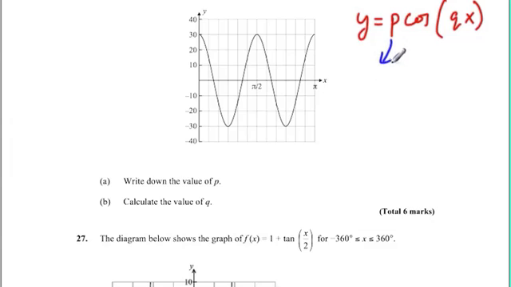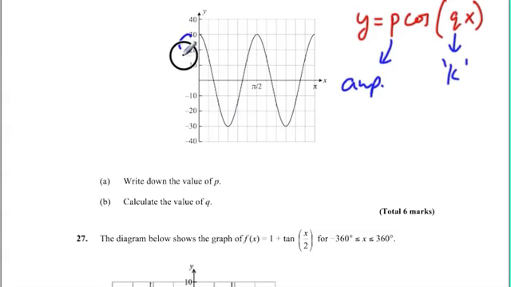So this is equal to the amplitude, and this is equal to the compression factor k. Okay, so write down the value of p. As you can see, this goes from 30 to -30. This is actually the exact same question, I believe, as the previous one. But anyways, let's just do it anyways. So this goes from 30 to -30.